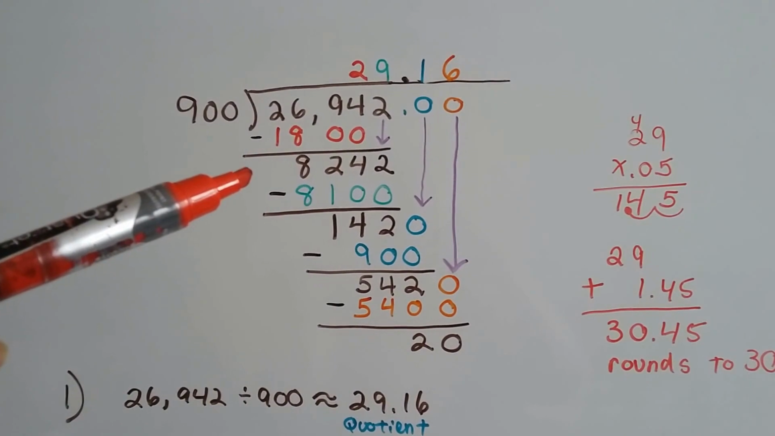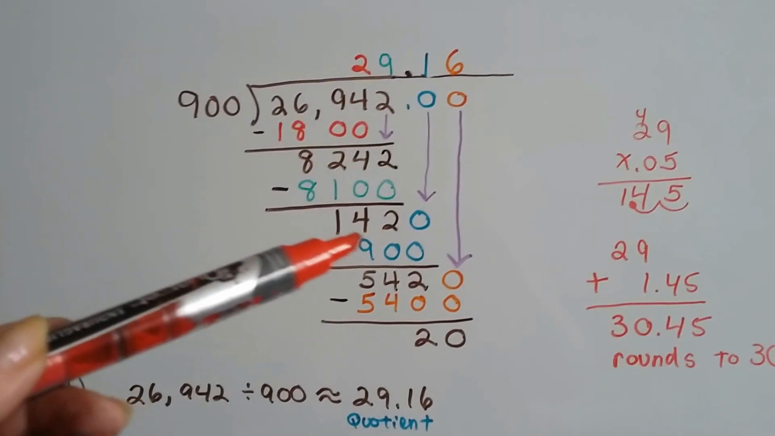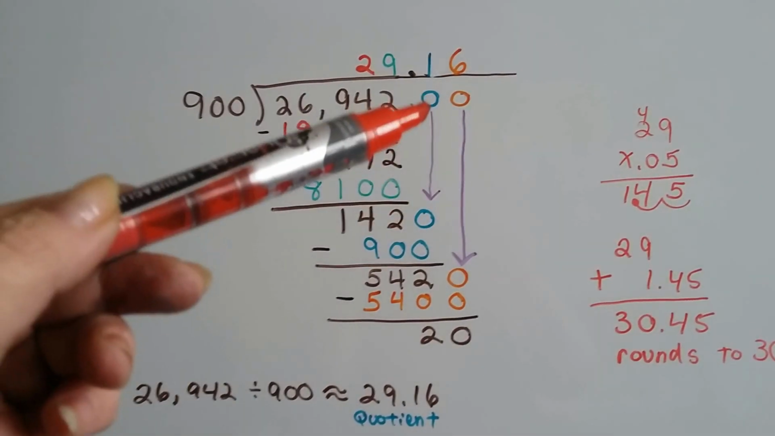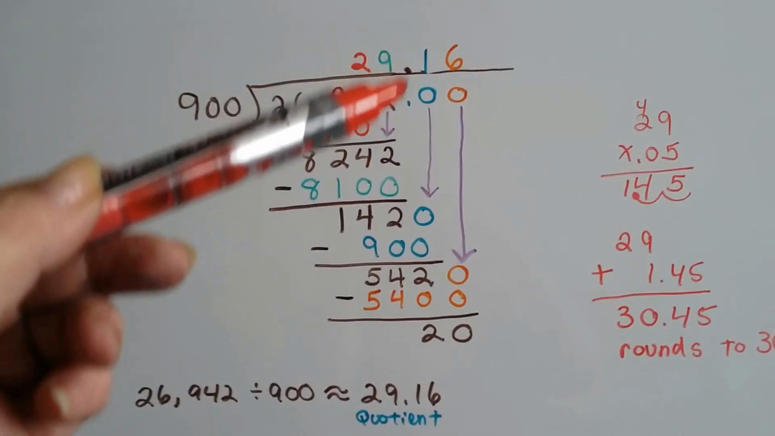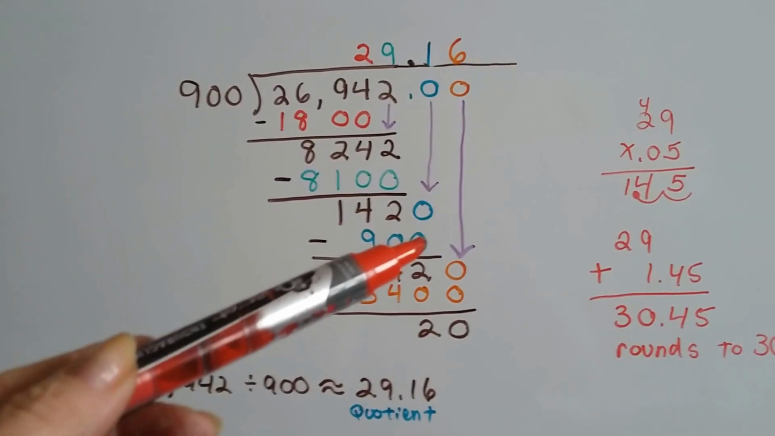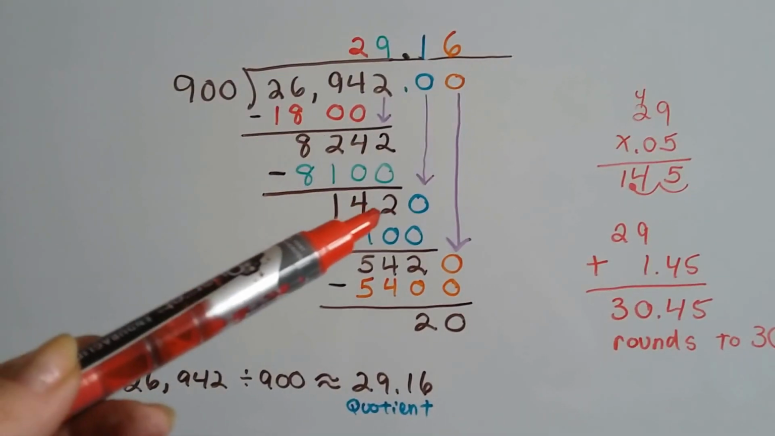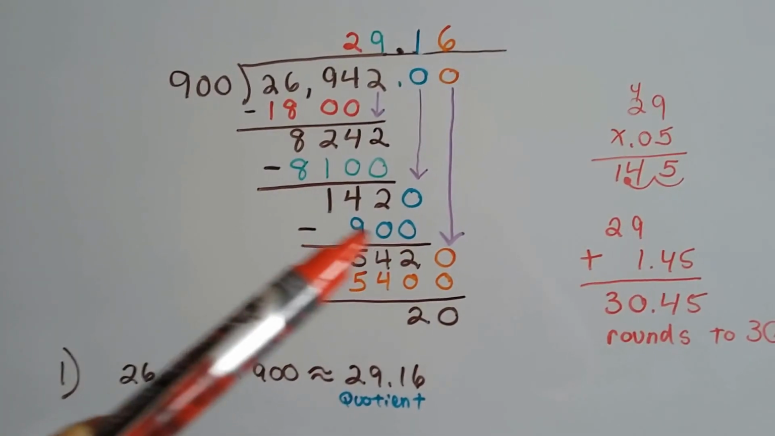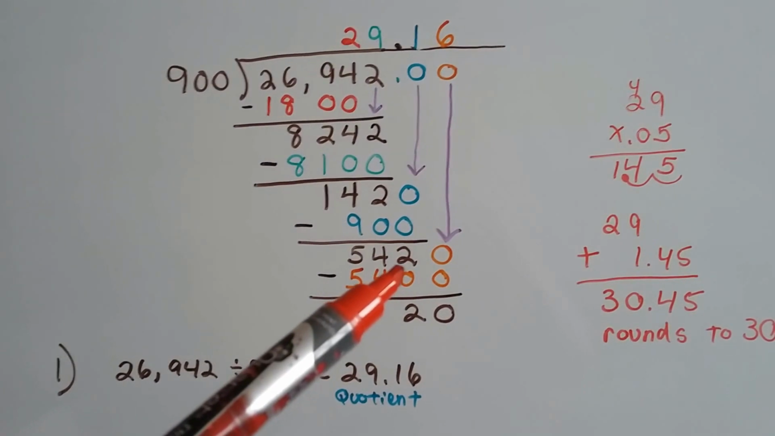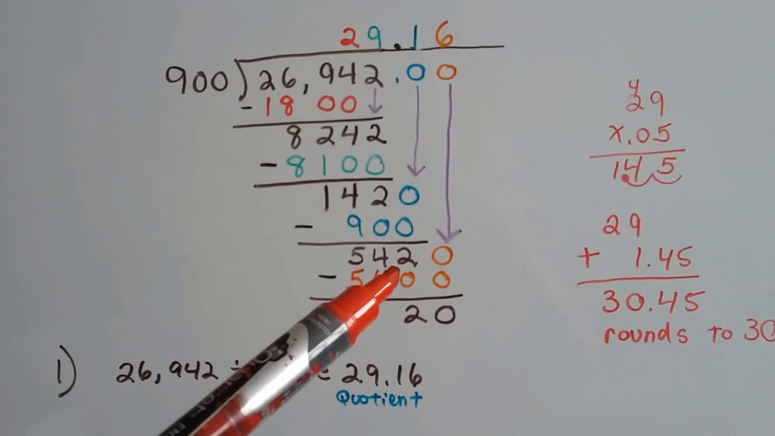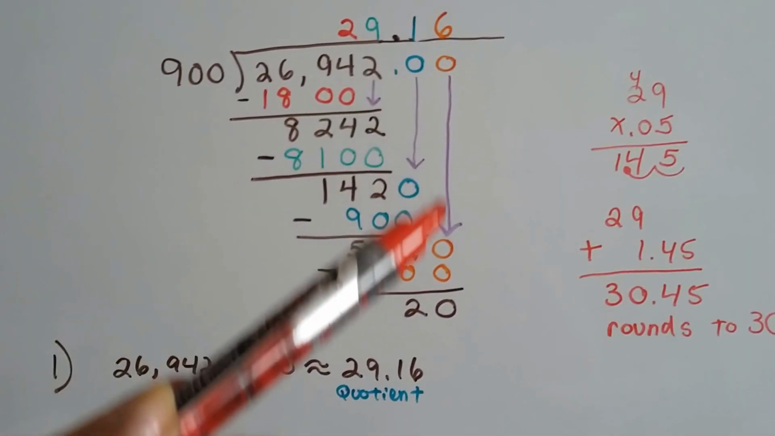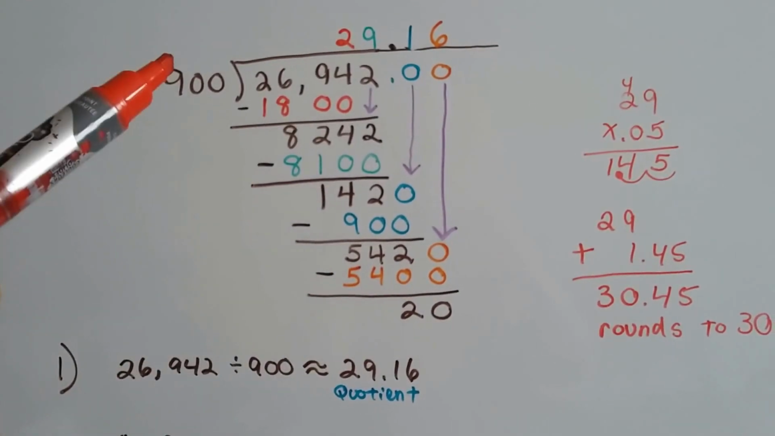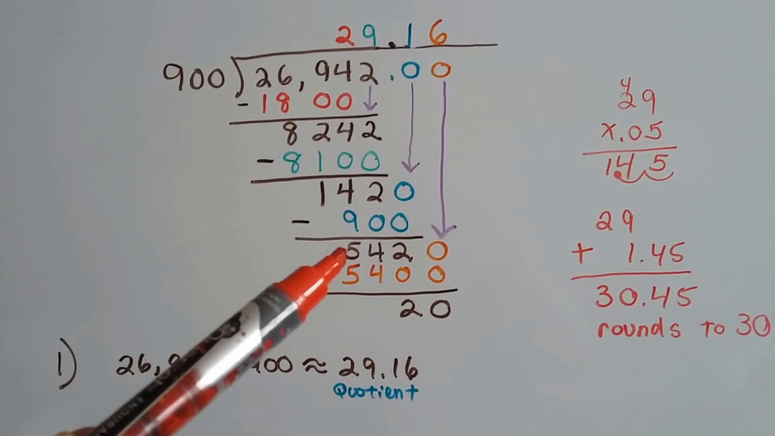And when we add an additional 0, because we've got 142 left over, we add a decimal point, and we put it above the vinculum right here, and we drop our 0 down. Now 900 goes into 1,420 one time. And we subtract that 900 and get 542. So we still have a remainder. So we can add another 0 and drop it down and say how many times can 900 go into 5,420?